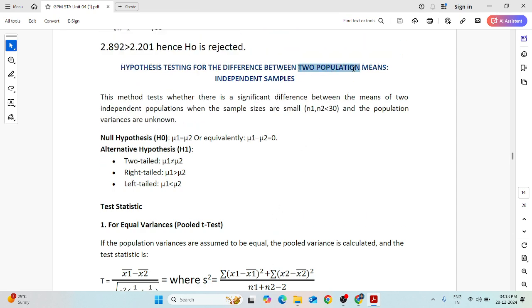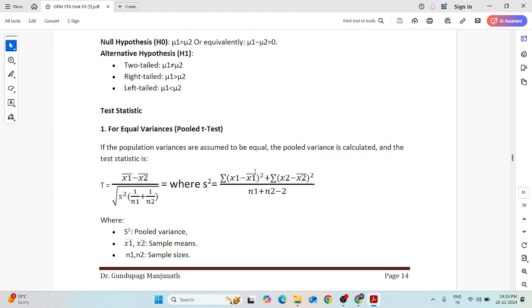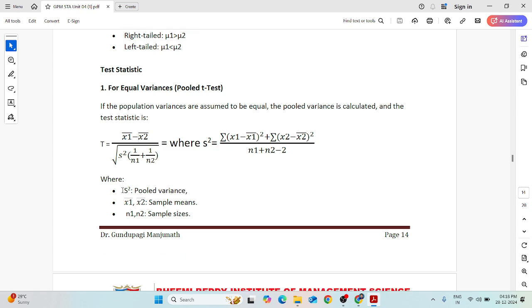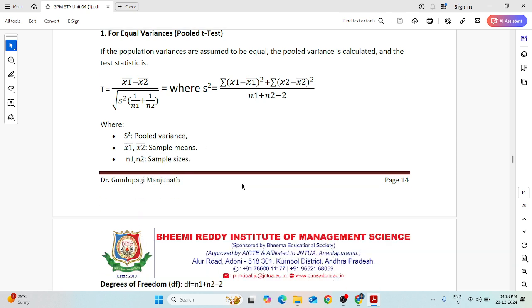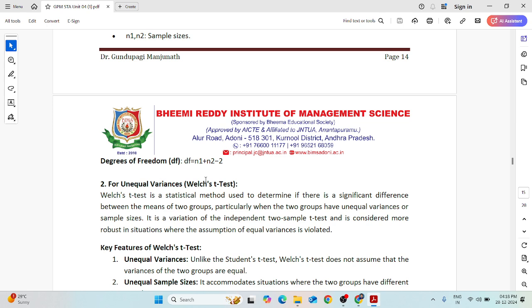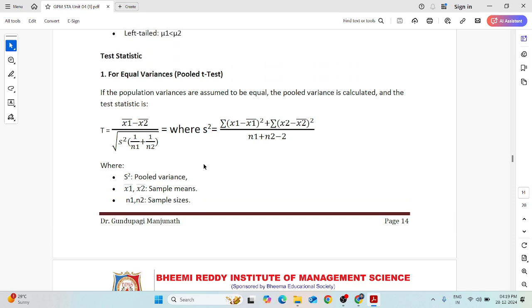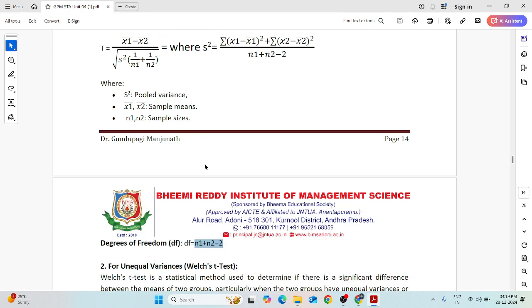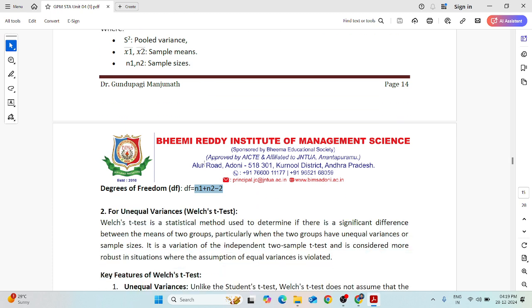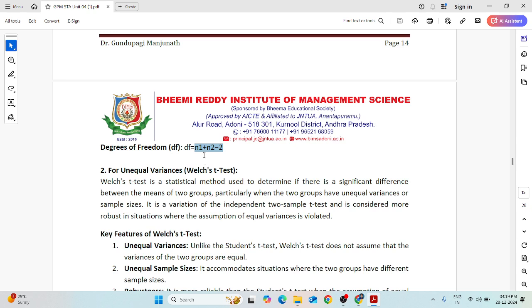Pooled variance of two population means. What are the two population means? Population mean 1, population mean 2. So that's why we have sample means x1 and x2, and we have sample sizes n1 and n2. Here we will be taking the degree of freedom n1 plus n2 minus 2. So n1 is how much? What is the sample size for population 1, population 2? Whatever it is, we take.